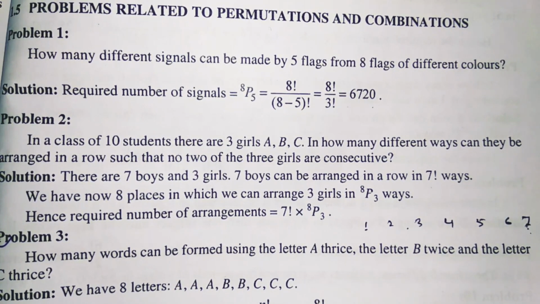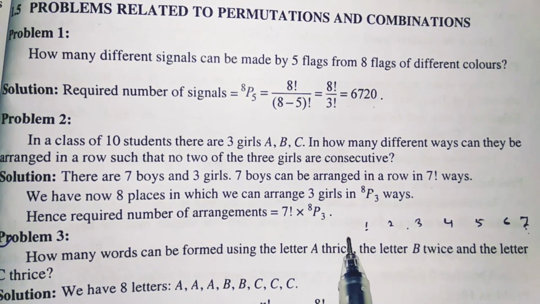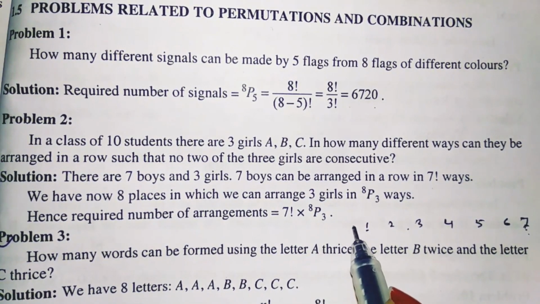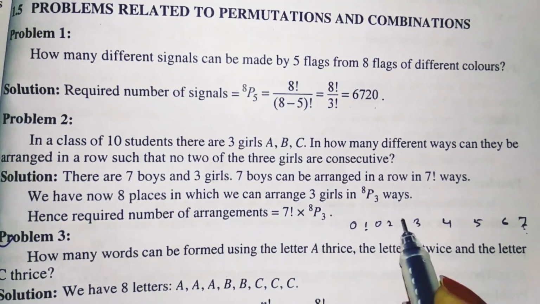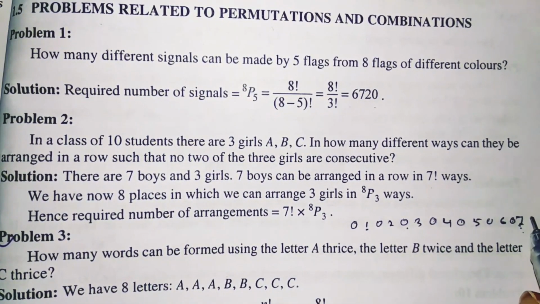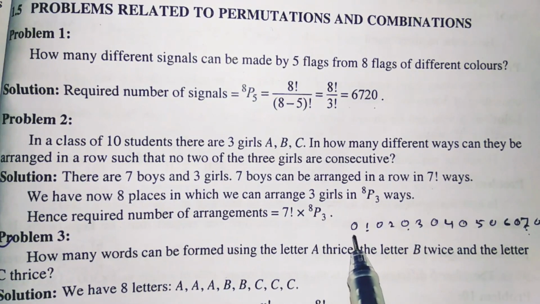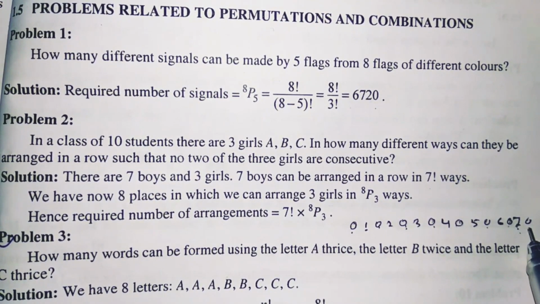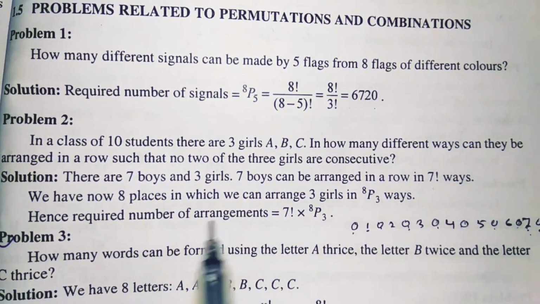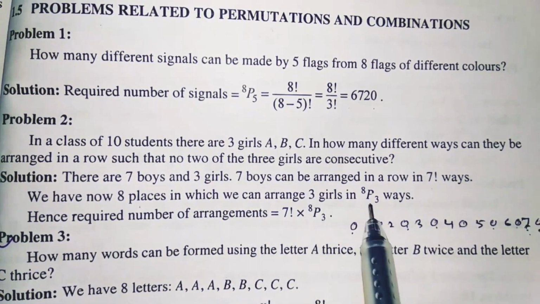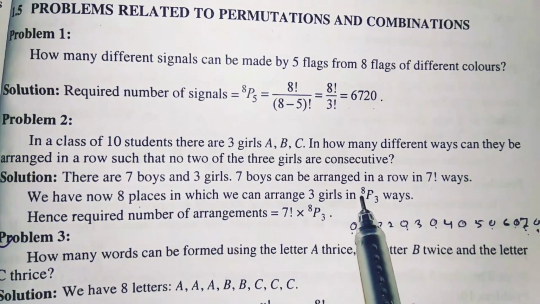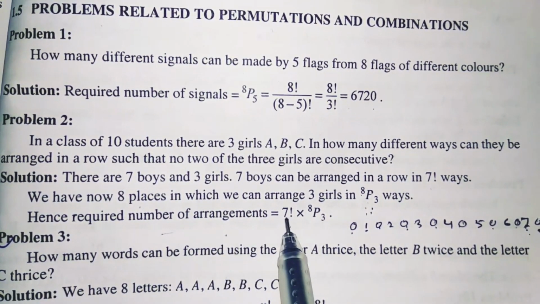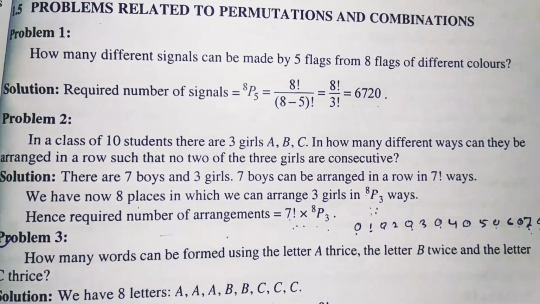Now the 3 girls are there, and for these 3 girls, how many different places are there to place them? We can place a girl here, or here, or here. So these are all the possible ways where the girls can be arranged. How many are these? 1, 2, 3, 4, 5, 6, 7 and 8. So there are a total of 8 positions where we can place these 3 girls. In 8 positions, 3 girls can be placed in 8P3 ways. So the total number of arrangements is 7 factorial times 8P3.